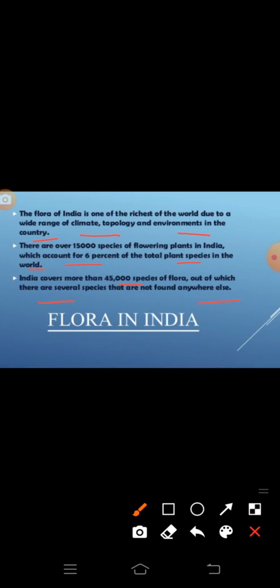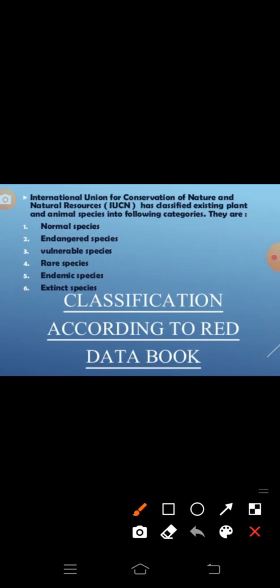IUCN, that is the International Union for Conservation of Nature and Natural Resources, has given the following classification to explain the three levels of the danger level of extinction. It has classified existing plant and animal species into the following categories: first, normal species; second, endangered species; third, vulnerable species; four, rare species; fifth, endemic species; and sixth, extinct species.